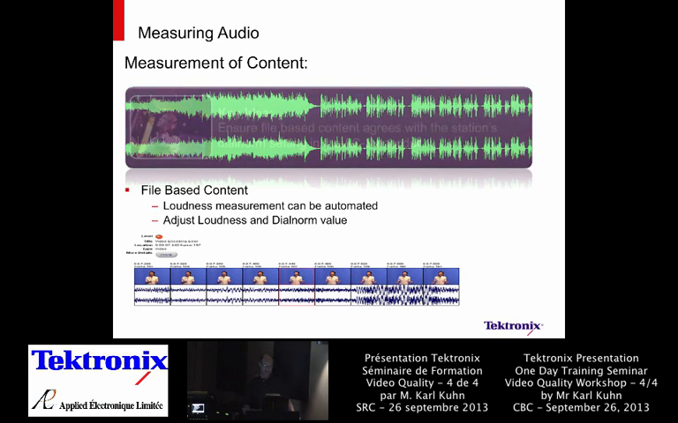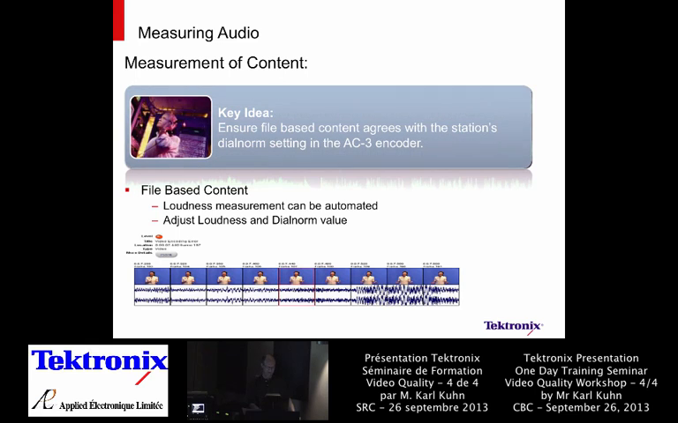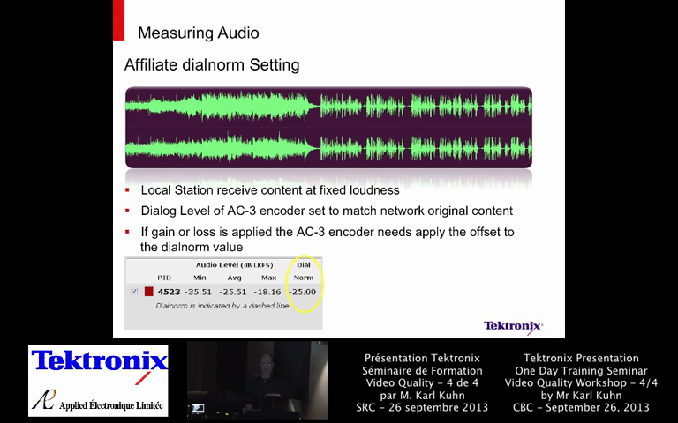And you're going through an AC3 encoder because for distribution, that's pretty much what everybody does. Affiliate dial norm setting as you're going out through your network. What you need is an understanding between all the people who are supplying you content. So for distribution, they can handle it. If everybody's all over the map is where things start falling apart. And if you're supplying somebody content, is it consistent?